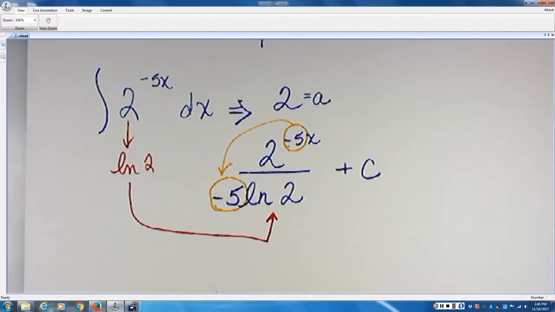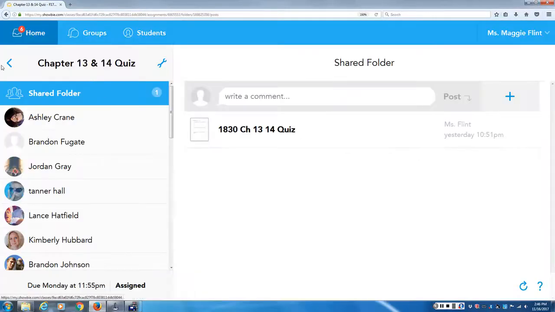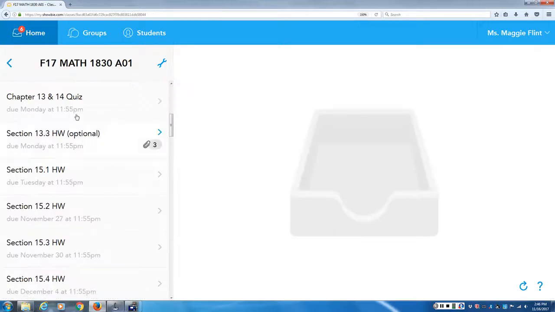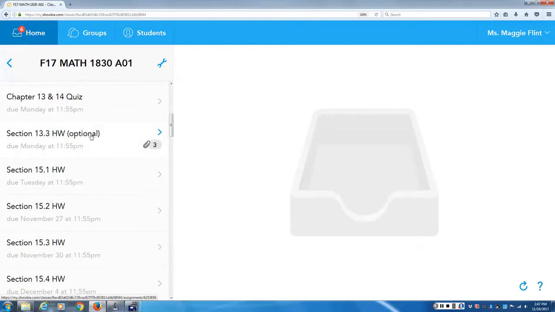Okay, remember your assignments in Shelby. You've got your chapter 13 and 14 quiz in Shelby that's due on Monday at 11:55. You've also got the last section of 13.3. 13.3 is optional. If you're going to do it, you need to get it done by Monday. But you don't have to do it. That's just an extra credit assignment.